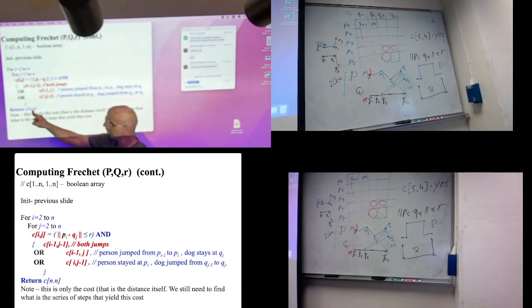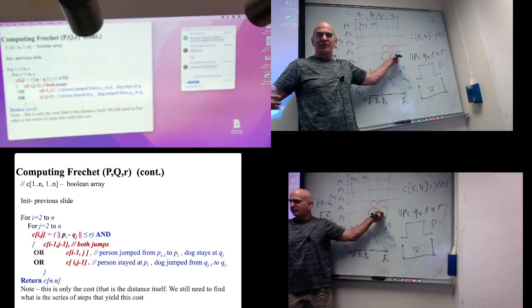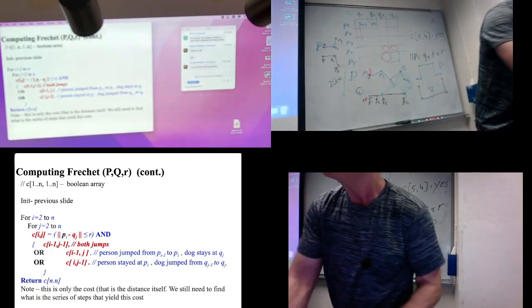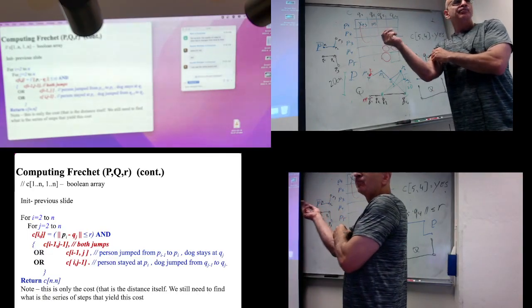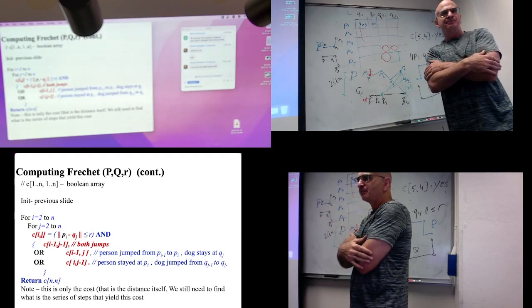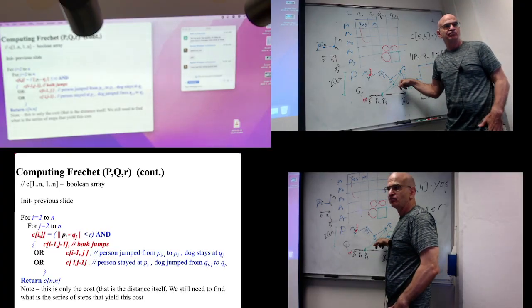What do I tell the user then? What is written at this cell C[n][m]? Can you do the walk with a leash of length R or not? But the running time, not much to discuss over here or optimize: n squared, the number of vertices of P times the number of vertices of Q.